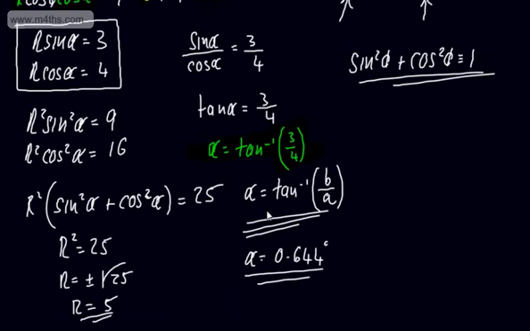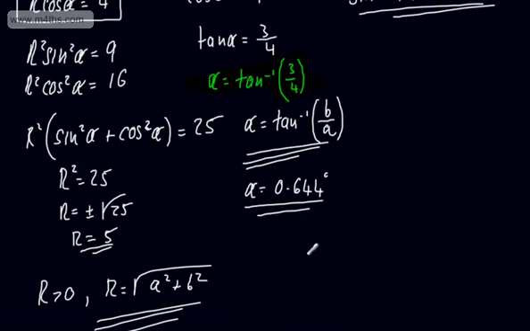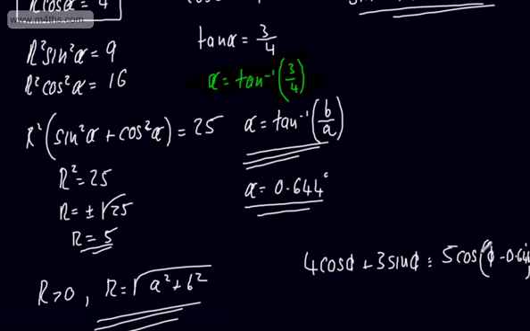So what we can now do is say that our value of 4 cos theta plus 3 sine theta can be written in the form now, the root of 25, which is 5, cos of theta, and theta now is the independent variable, and then we're going to have now minus 0.644 radians, and that now is in the form r cos of theta minus alpha.